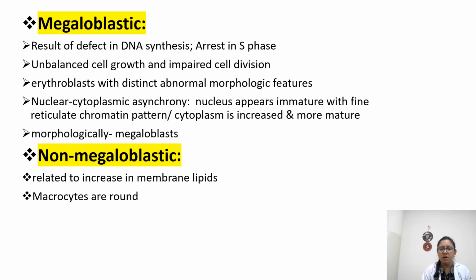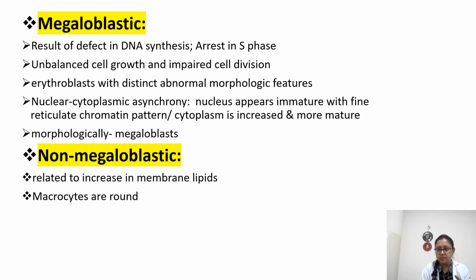Megaloblastic anemia is basically a defect in DNA synthesis. There is arrest in the S phase of the cell cycle. And what happens, there is unbalanced cell growth and impaired cell division. So erythroblasts with distinct abnormal morphological features will be seen. What abnormality will be there? There will be nuclear cytoplasmic asynchrony. The nucleus appears immature with a fine reticulate chromatin pattern, but the cytoplasm keeps maturing in its own time. So the cytoplasm will be more increased and more mature as compared to the nucleus. So the nucleus will lag in maturity as compared to the cytoplasm. That is called nuclear cytoplasmic asynchrony.